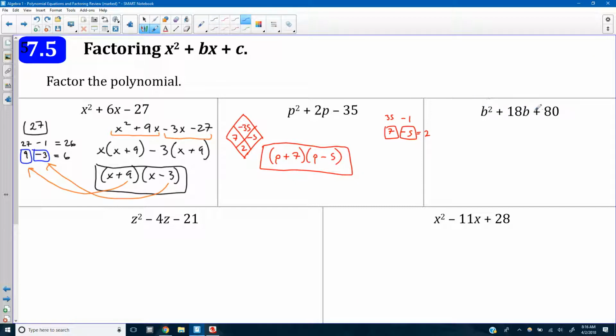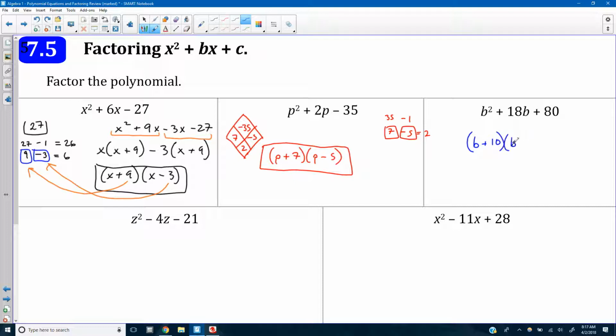b squared plus 18b plus 80. What two numbers multiply to become 80 and add to become 18? You can try some numbers. Start with 80 and 1. You'll realize it's too large. Try an obvious one, 20 times 4. No. 10 times 8. Oh, yeah. 10 plus 8 is 18. 10 times 8 is 80. So that's a 10 and an 8.